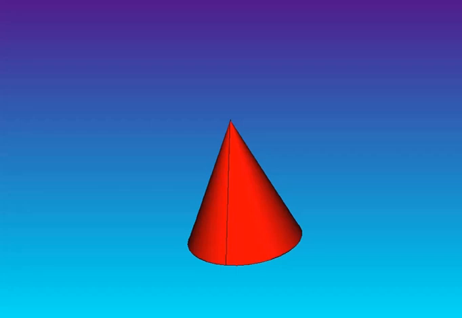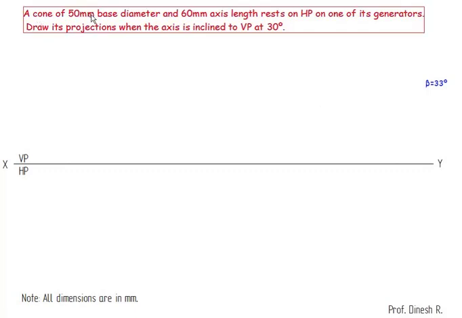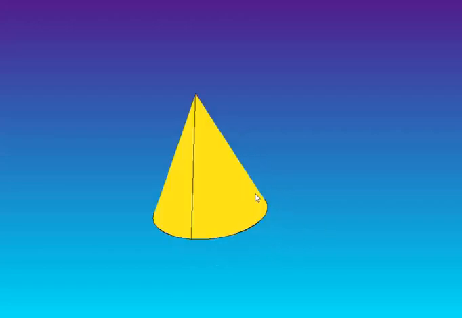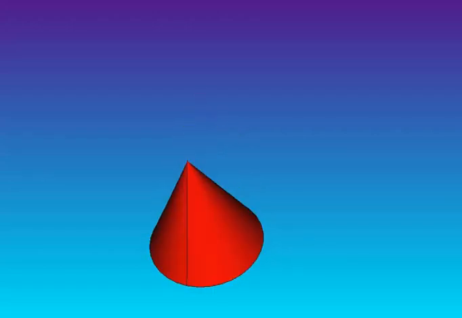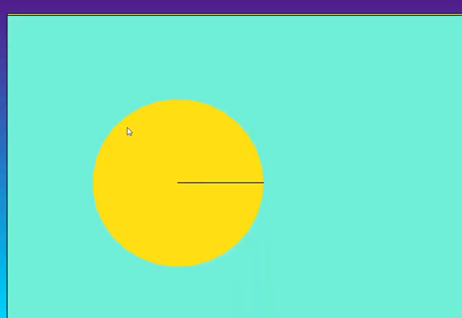Hello students, let's see the next type of solid, which is cone. In this question, a cone of 50 mm diameter and 60 mm axis length rests on HP. This cone has no edge or corner, so we're just going to keep the cone on HP. In front view it will look like a triangle. In top view it looks like a circle.